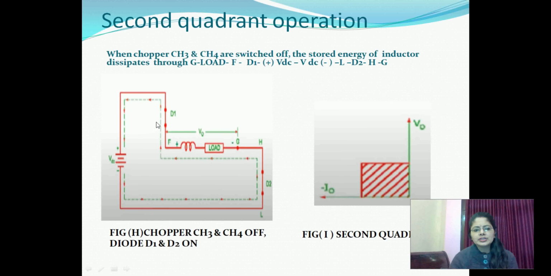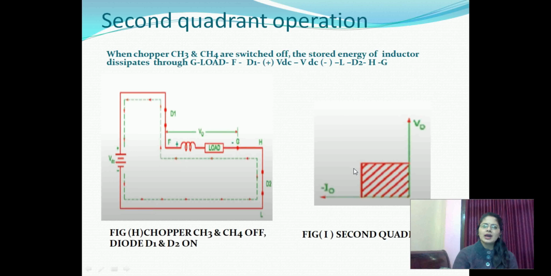So the direction of the current is opposite to the reference current direction. That's why the output current is negative, but the polarity across this load is positive. That's why the output voltage is positive. So in this case, the output voltage is positive and the output current is negative. That's why this is the second quadrant operation.